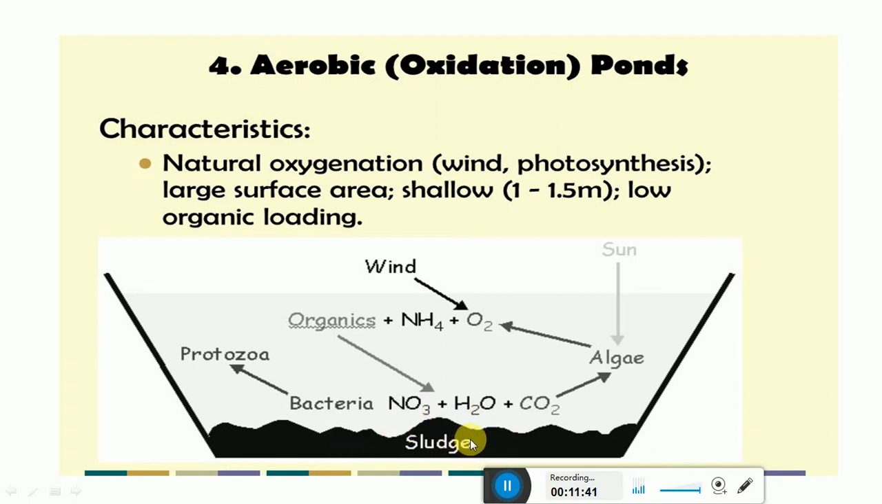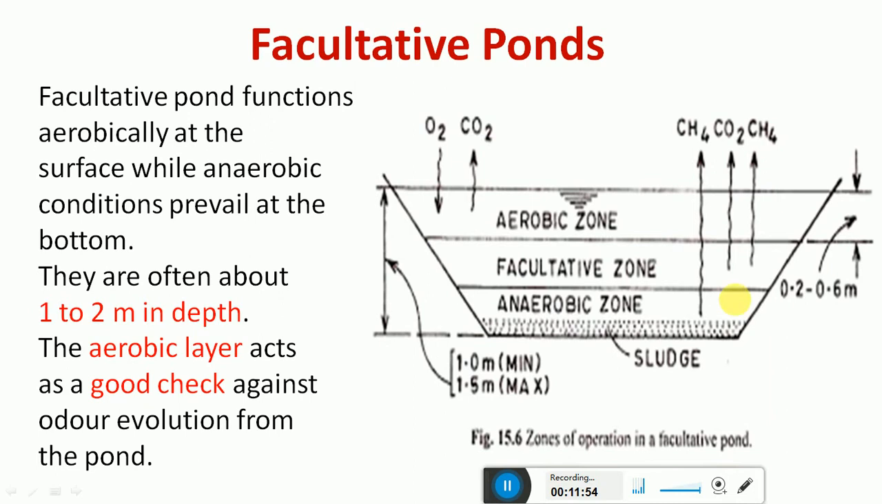In this process we get the end products as ammonia, nitrates, water and carbon dioxide. So this is called aerobic oxidation ponds. Similarly, we have another type called facultative ponds. These ponds function aerobically at the surface. The aerobic process takes place in this aerobic zone. Then we have the facultative zone, then the anaerobic zone.